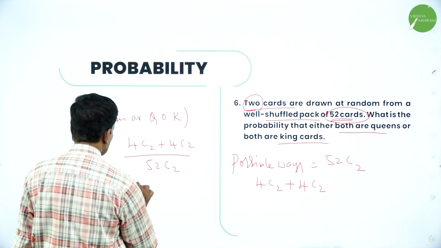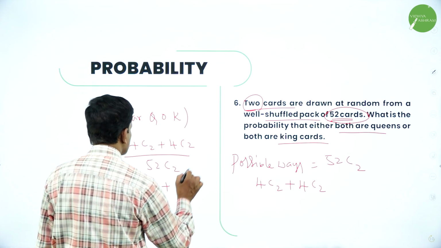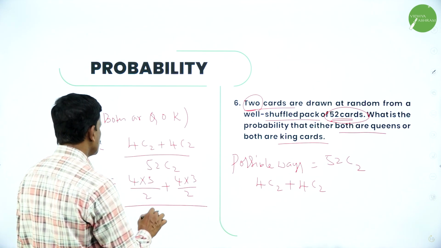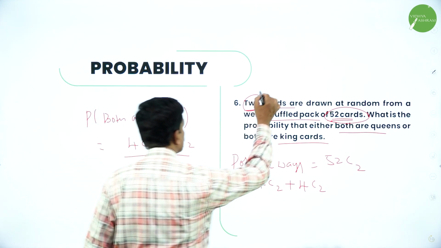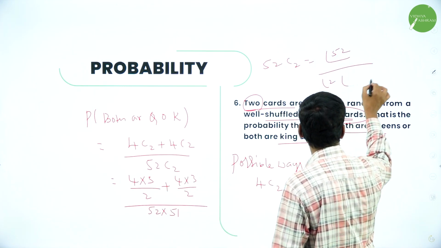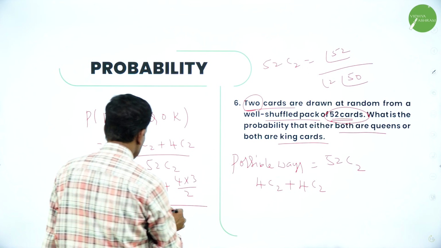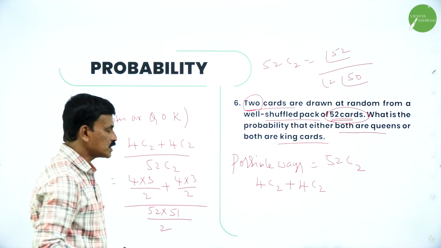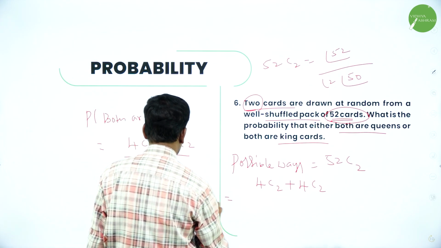4C2 means 4 into 3 divided by 2, plus 4C2, which is also 4 into 3 divided by 2, whole divided by 52C2. What is the formula for this? 52C2 can be written as 52 factorial divided by 2 into (52 minus 2), that is 50 factorial. So 50 factorial gets cancelled, and what is left is 52 into 51 divided by 2. Simplify this: 4 3s are 12 by 2, which is 6.